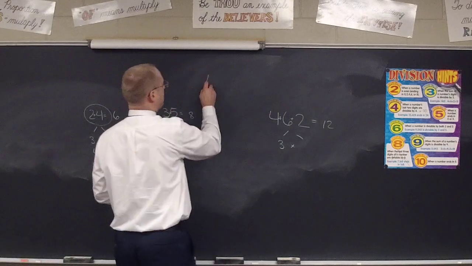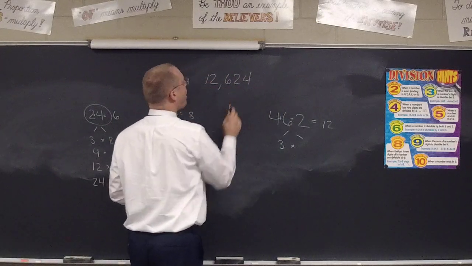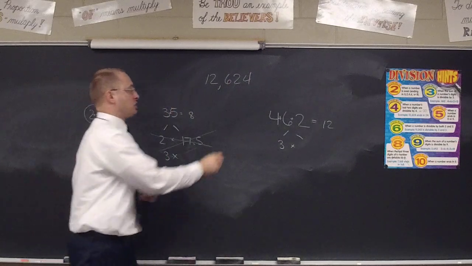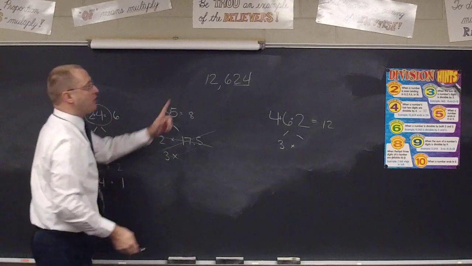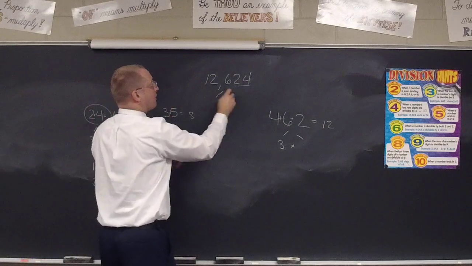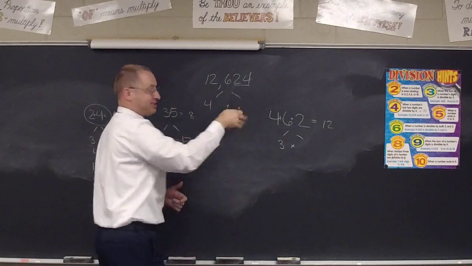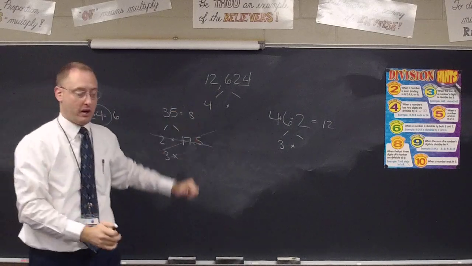For instance, they list the number 12,624. Well, all you really need to look at are the last 2 digits. 24. We know 4 is a factor of 24. Therefore, for this whole huge honking number, 4 is a factor. 4 times something, I don't care what it is, but 4 is a factor there.